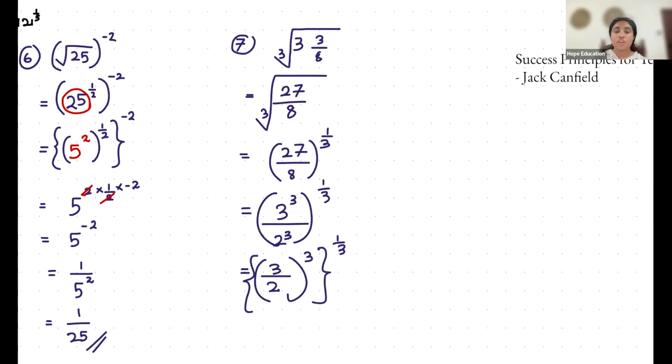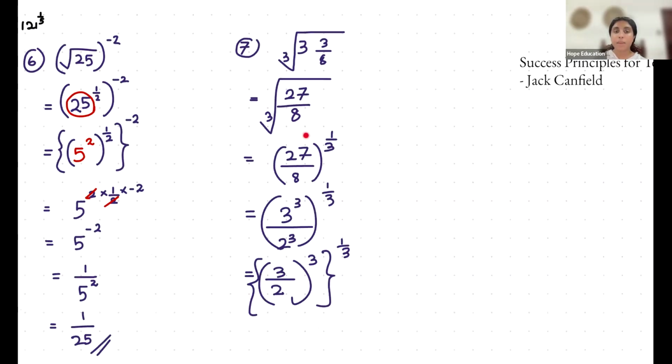Yes. So here the cubic root became 1 over 3. Then 27, you know, I can write as 3 to the power 3. 3 times 3 times 3 is 27. 8 I can write as 2 times 2 times 2, which is 2 to the power 3. So 27 I wrote as 3 to the power 3 and 8 I wrote as 2 to the power 3. Both have the power 3.